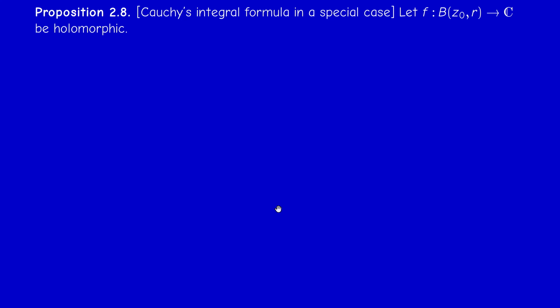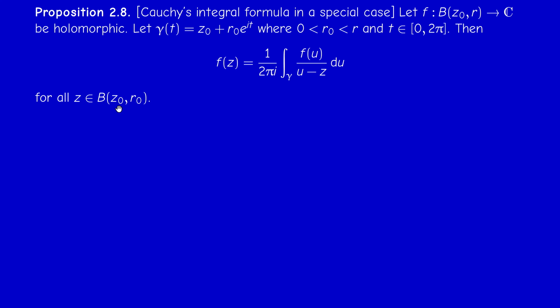So consider a holomorphic function on an open disk of center z0 and radius r. And now inside this disk, consider a circle of the same center, but with radius r0 smaller. So we have a circle inside the disk with the same center. Then, for any z inside the smaller circle, we can represent f by an integral. Okay, and this is the key to proving the next theorem.